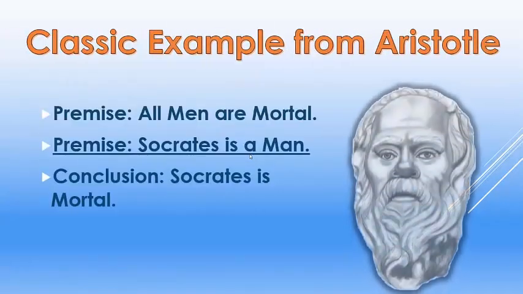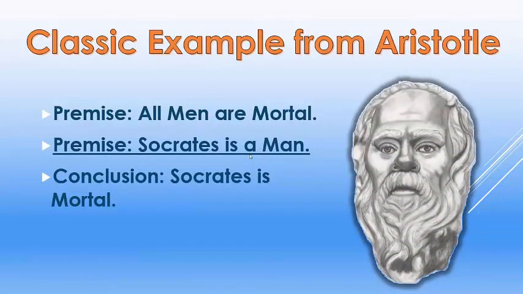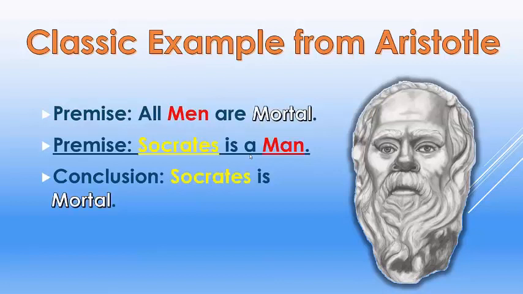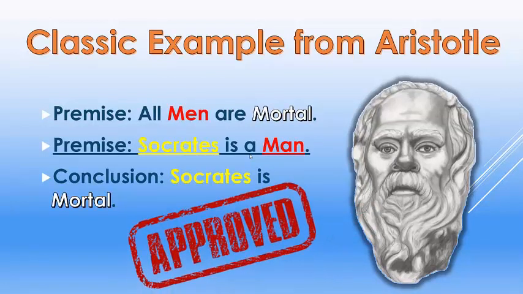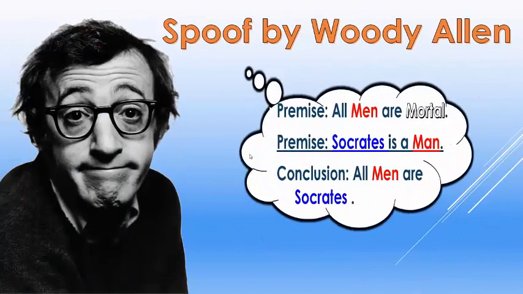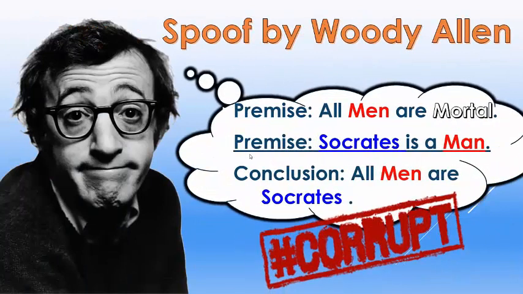For example, Aristotle said, "All men are mortal, Socrates is a man. It follows deductively that Socrates is mortal." Notice we're dealing with three different categories: men, mortals, and Socrates. And category logic is Aristotle's baby. But the point here is that this deduction is successful. But now consider this spoof by Woody Allen: all men are mortal, Socrates is a man, therefore all men are Socrates? The question is, is Woody Allen doing a deduction?